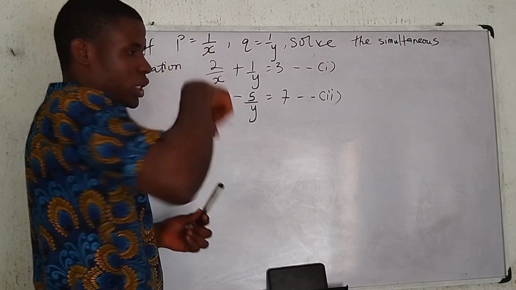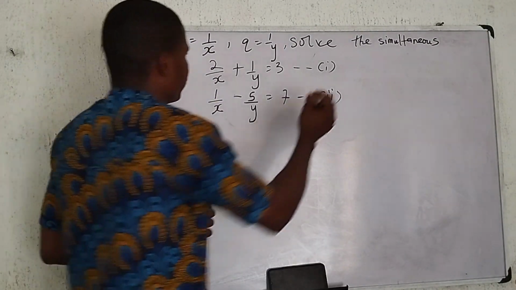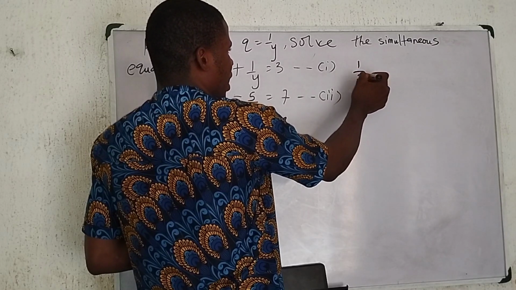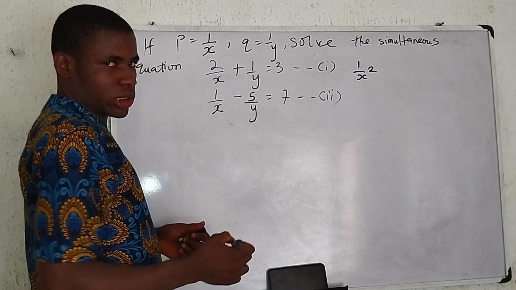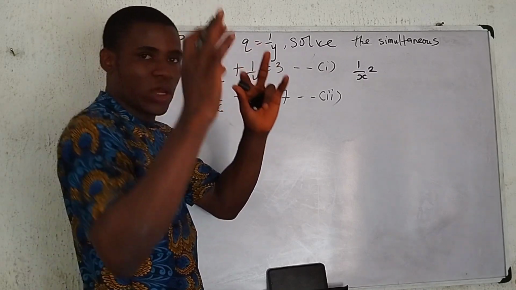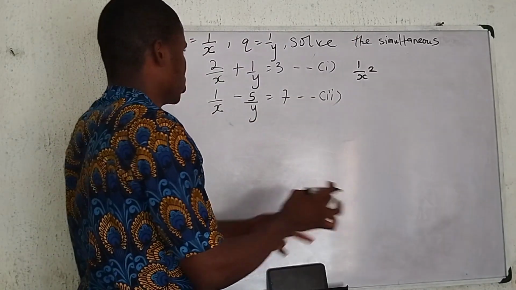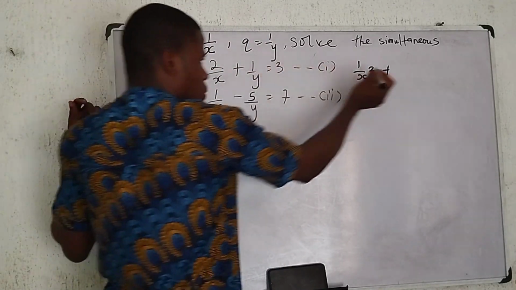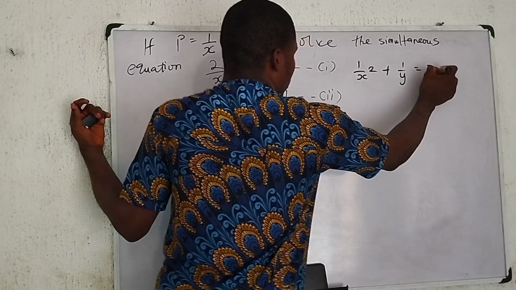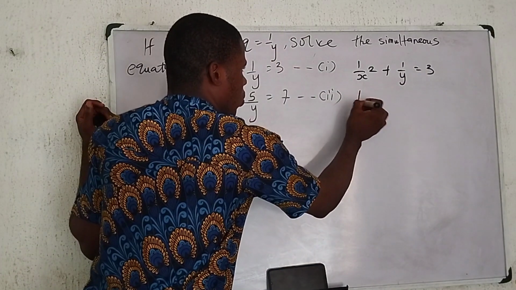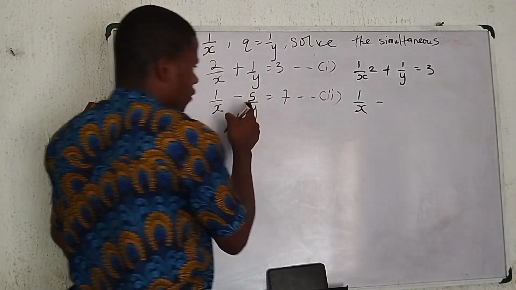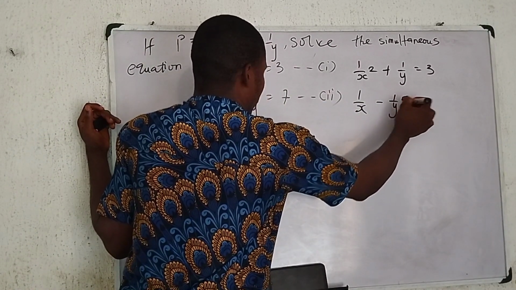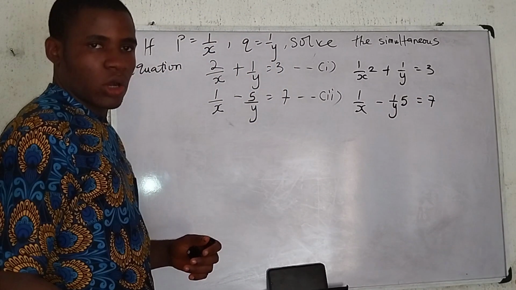The first thing I do, looking at equation 1, let's try to remove this X I'm having here. Why can't we bring in P? Let's try to do that. So I have 2 over X, and 2 over X can be seen as 1 over X times 2, not 1 over X squared. Plus 1 over Y equals 3. For equation 2, 1 over X minus 5 over Y can be seen as 1 over Y times 5, equals 7. I hope it makes sense.